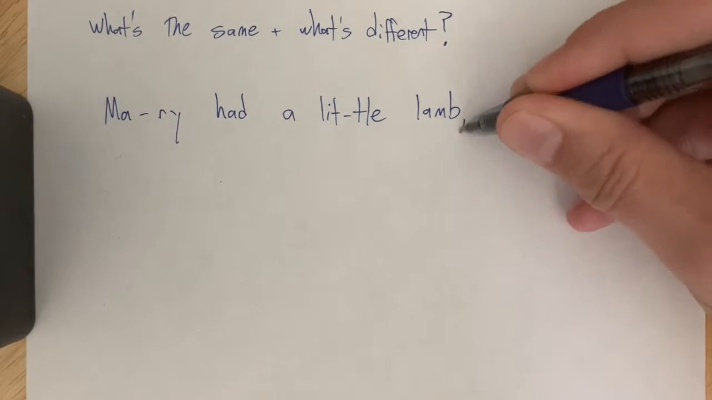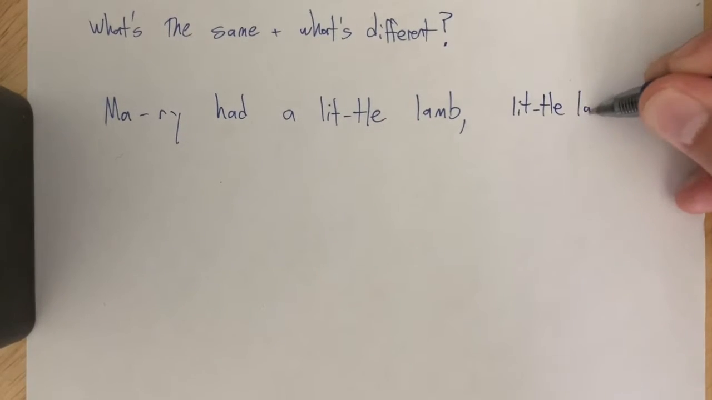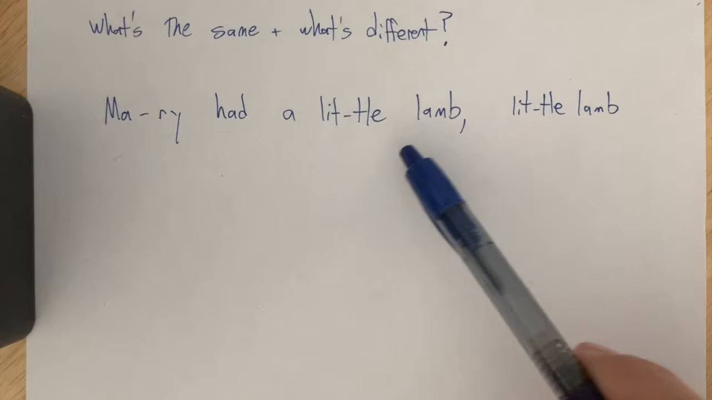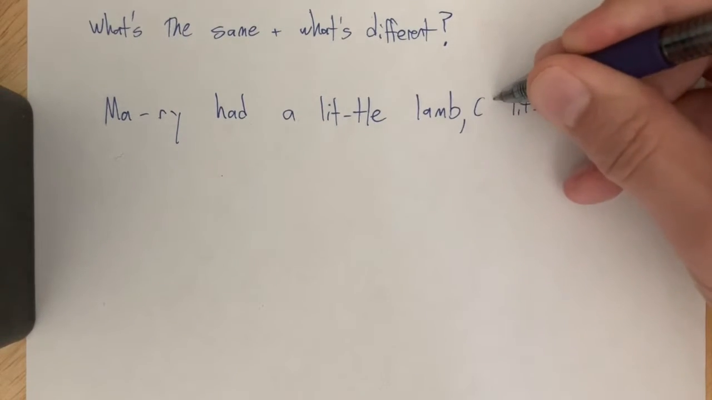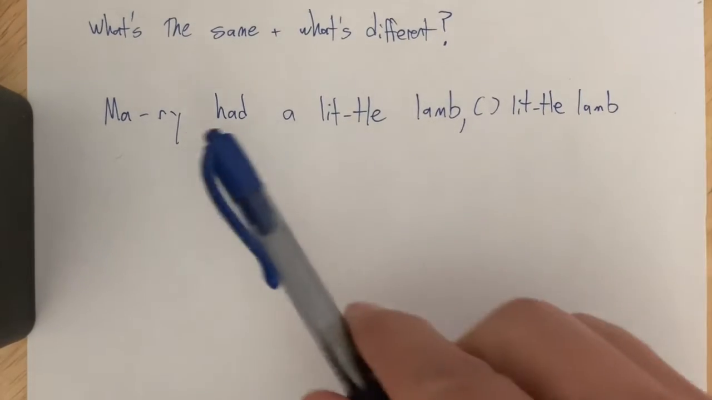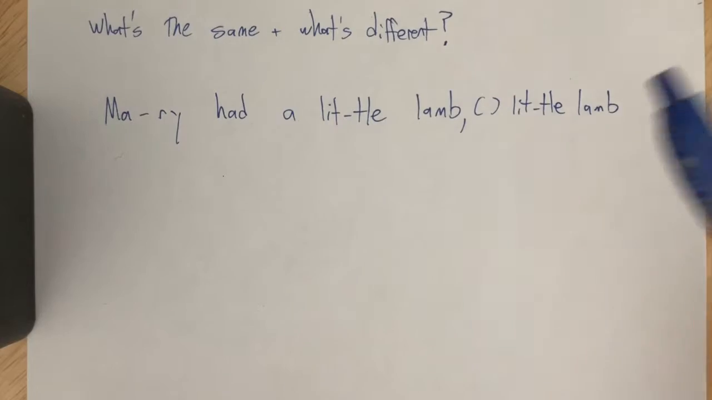Because after this, it says little lamb again. And we're like, Mary had a little lamb, little lamb. It's kind of like there's a little blank spot there. We'll learn about that. It's called a rest. So Mary had a little lamb, little lamb.